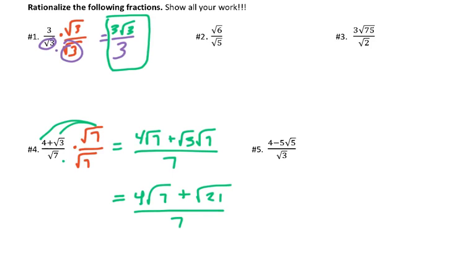Double check that there's not any perfect square that could come out of 21, and that's how we'll leave it. If you can simplify this piece at all, like take out a 16 or whatever, that would be lovely, but of course we don't have any of that in this set. So that is our solution there.